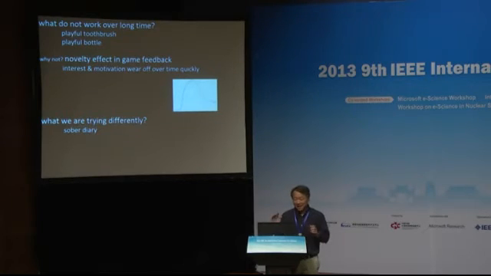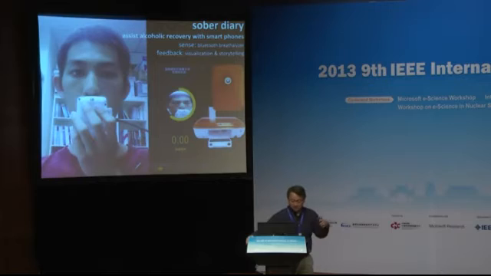Okay, so we're trying something different, and this application is called the Sober Diary. We're trying to assist alcoholic recovery using the mobile phone. On the sensing part, what we did is we created a Bluetooth breath analyzer. Okay, so this orange device. This is a straw, so basically the user will just blow into it, right? And there's an alcohol air sensor that will sense the alcohol levels in the user's breath, okay, and then it will send it to your mobile phone.